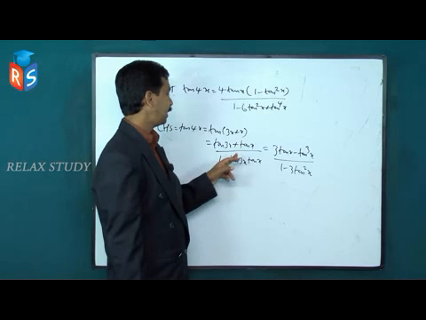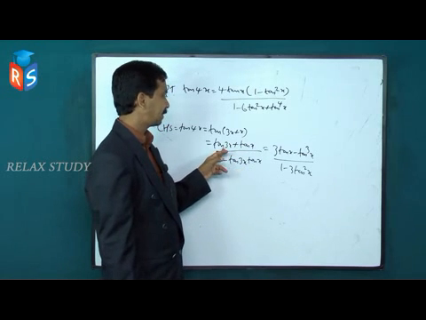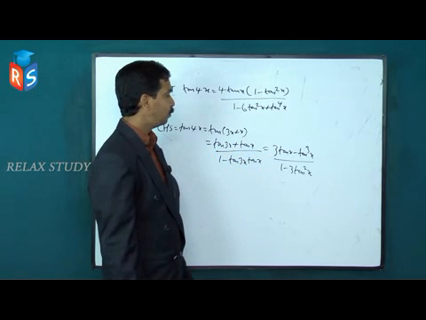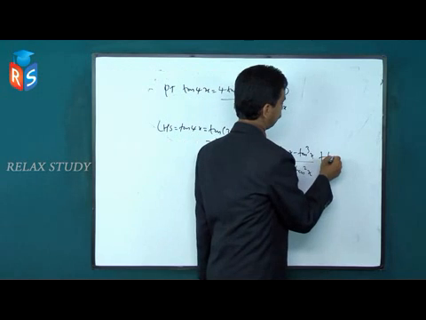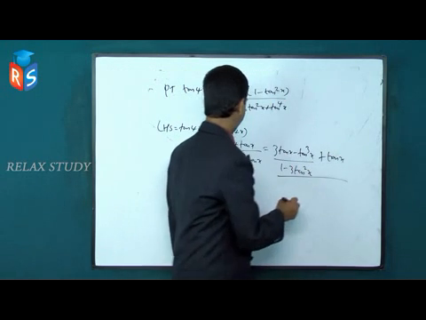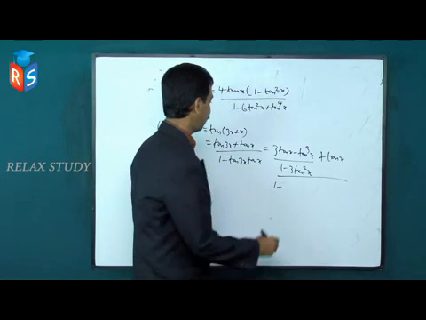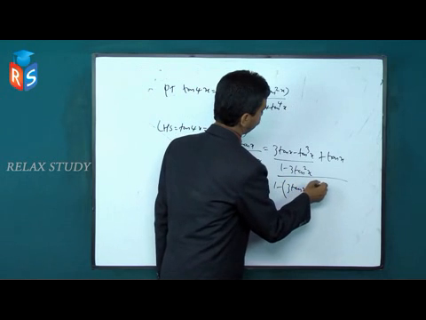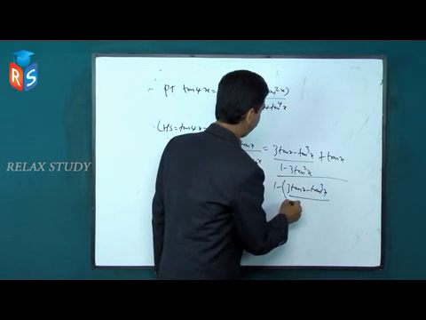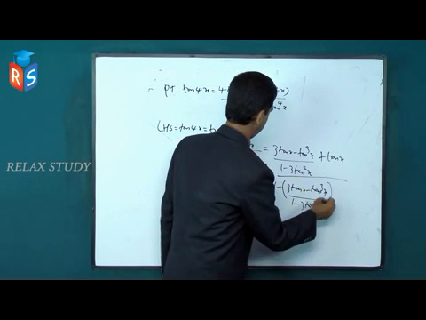Tan 3x plus tan x divided by 1 minus tan 3x tan x. We have studied tan 3x: (3 tan x minus tan cube x) by (1 minus 3 tan square x), plus tan x, all divided by 1 minus, here also replace the value for tan 3x, (3 tan x minus tan cube x) divided by (1 minus 3 tan square x) into tan x.